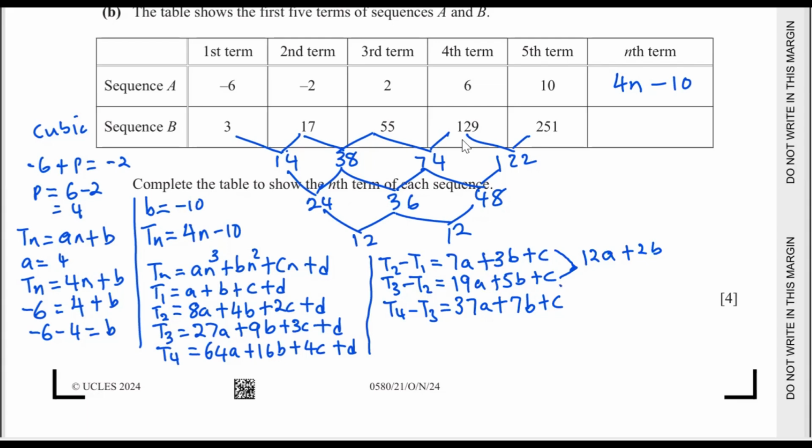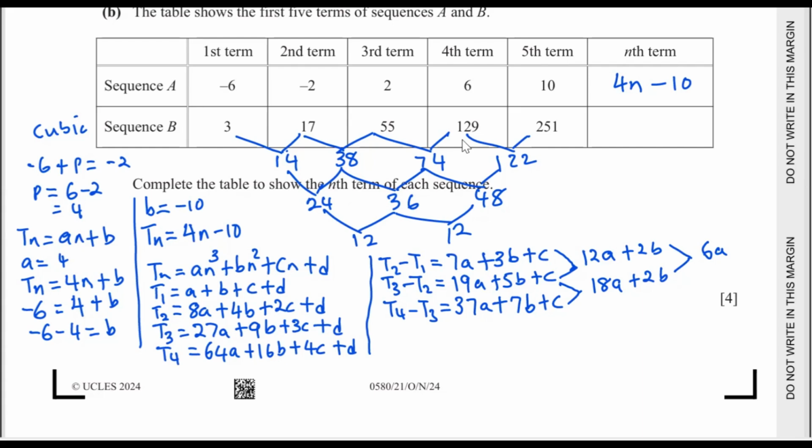If we find the difference between this and this, 37 minus 19 will give us 18. So here we have 18a, then plus 7 minus 5 will give us 2b. So beautiful. If we find the difference again between this and this, 18 minus 12 will give us 6a.